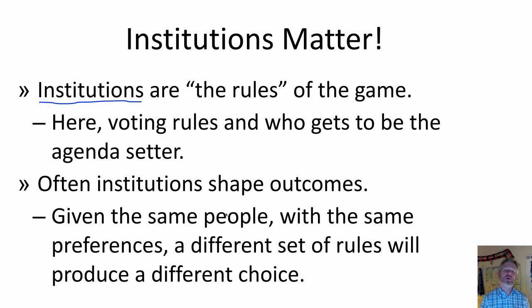Given the same people with the same preferences, a different set of rules will produce a different choice. So using pairwise majority rule might give a different choice from unanimity rule, or from some of the other voting rules we're going to look at later. Same people, same preferences, but a different set of institutions, and we could get a different outcome. The institutions themselves can drive the outcome.